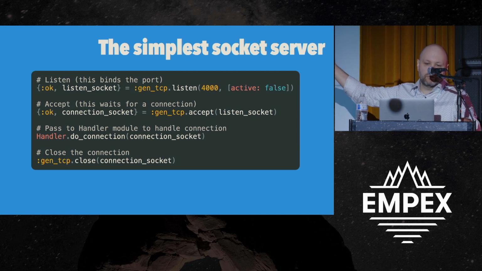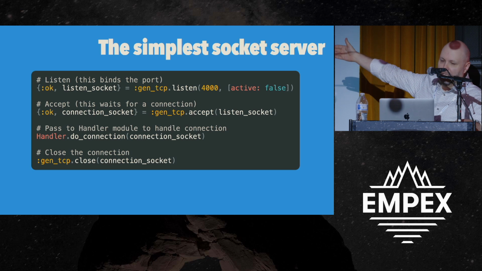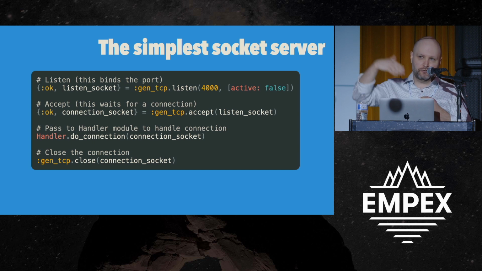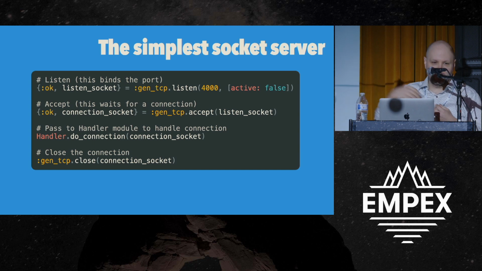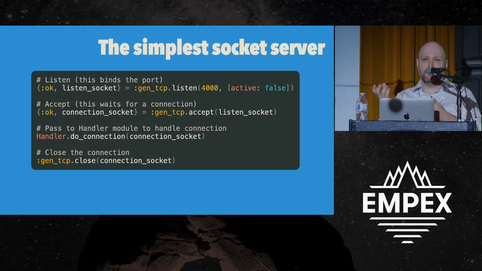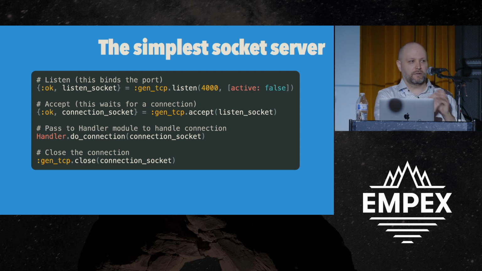We first listen on a port. In this case, listen on port 4000. We get back what's called a listener socket from that. This listener socket represents the fact that clients are able to connect to port 4000, but no client has connected just yet. We then call gen_tcp.accept, which will block until a client does connect on port 4000, and it will return a connection socket that represents the connection to that particular client.